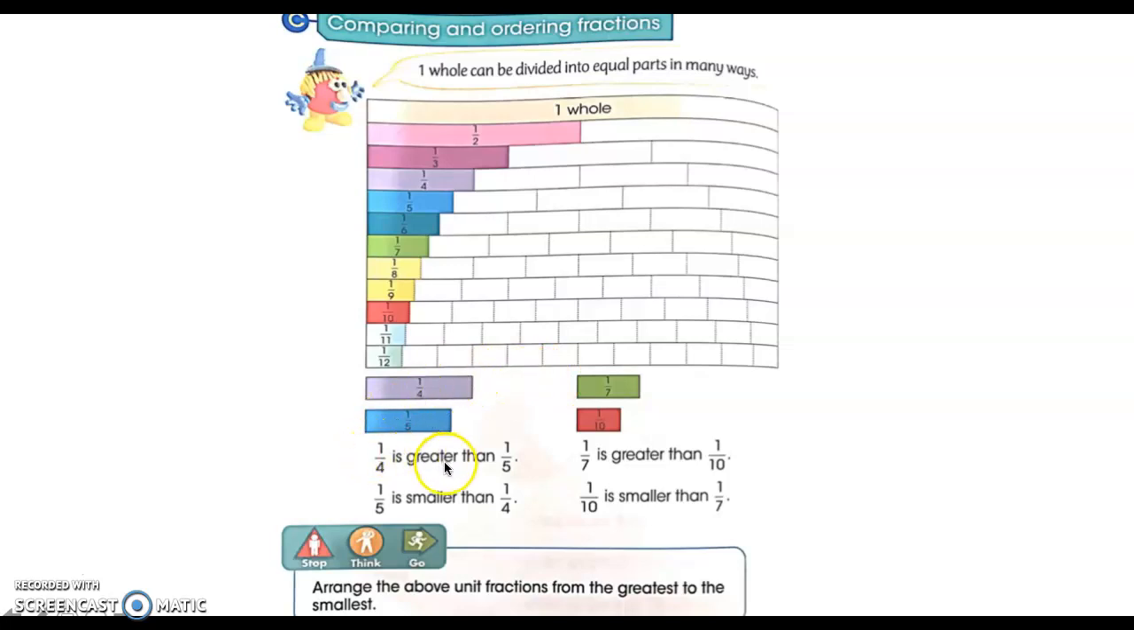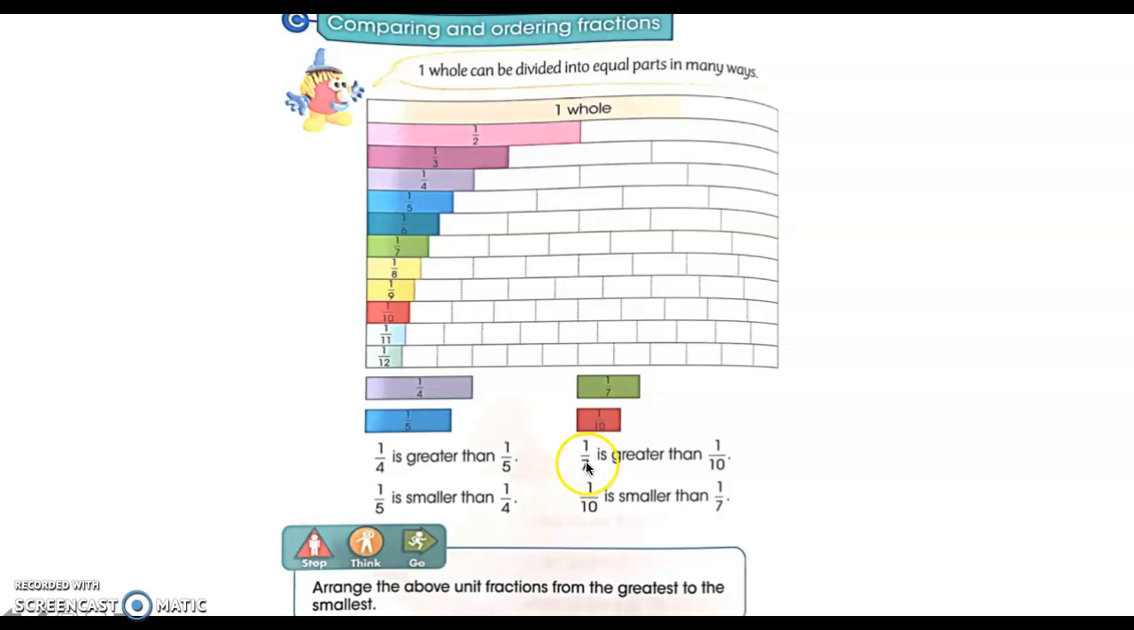1/4 is greater than 1/5. Is this true? 1/4 is greater. Yes. So the unit fractions at the top are greater than the one which is below. So that's what we understand from this.